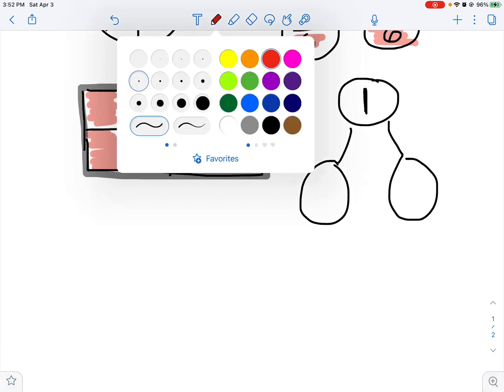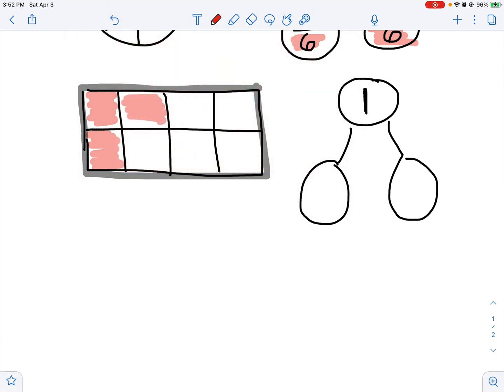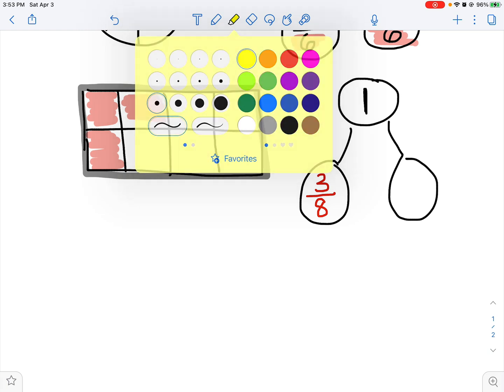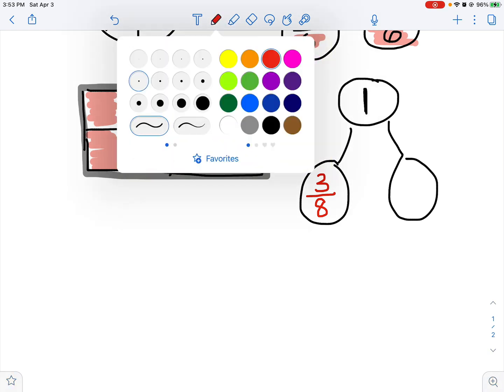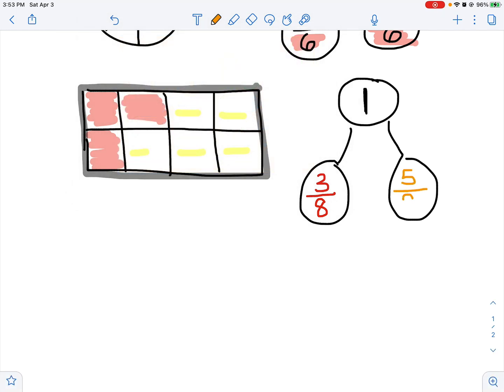And then if we think about the part that's shaded, well, we have 1, 2, 3, 4, 5, 6, 7, 8 equal parts, and 3 of them are shaded. So I've got 3/8 shaded because I've got 3 shaded parts out of 8 equal parts of the whole. And then if I want to think about what's not shaded, I have 1, 2, 3, 4, 5 parts that aren't shaded out of the 8 total parts. So we have 3/8 and 5/8.